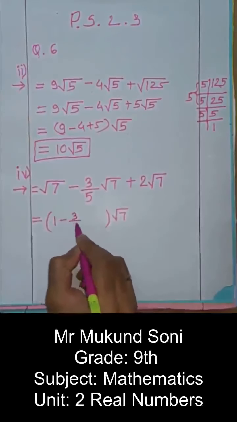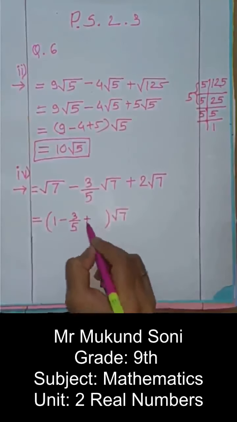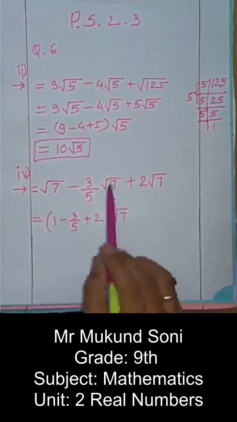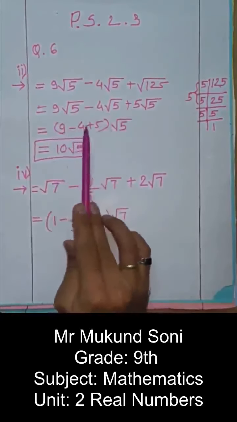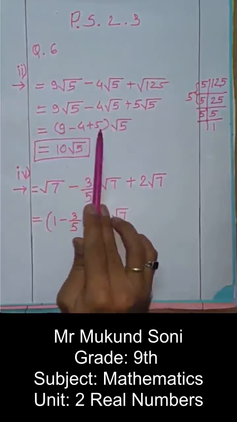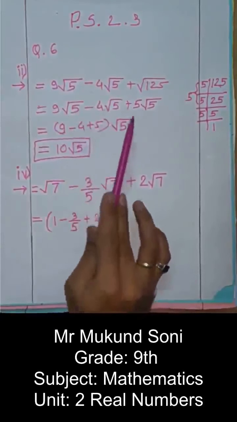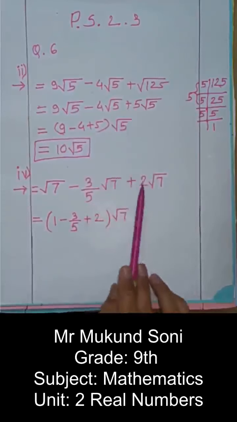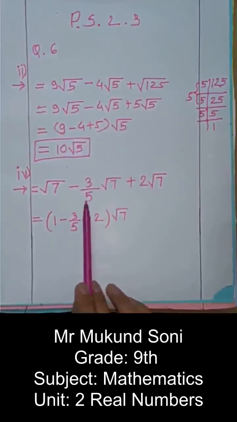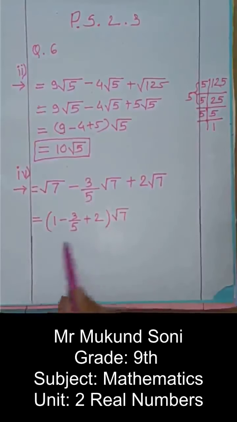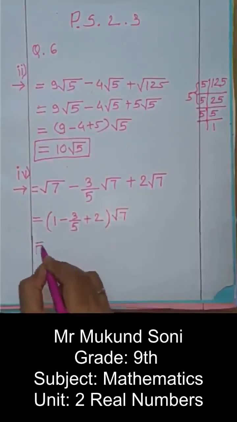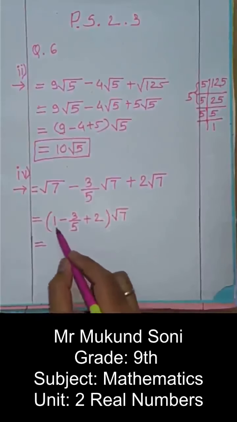Then you keep 3 by 5 as it is and plus 2. Do you see the things which are outside of the surd? Only those we are keeping inside the bracket. The surd only we are keeping outside. So this 2, this negative 3 by 5 and this 1 only go inside the bracket. The surd only goes outside of the bracket. And that common part can be taken only from like surds.